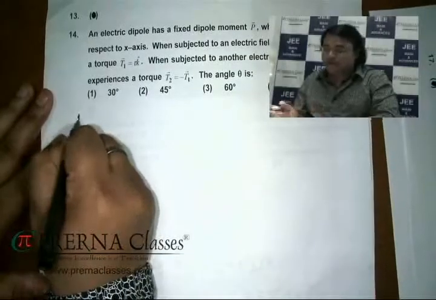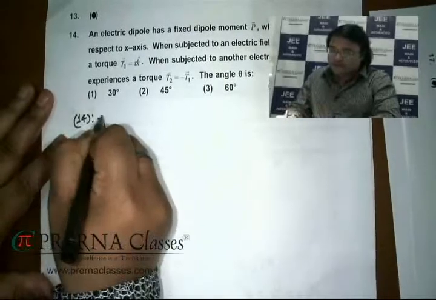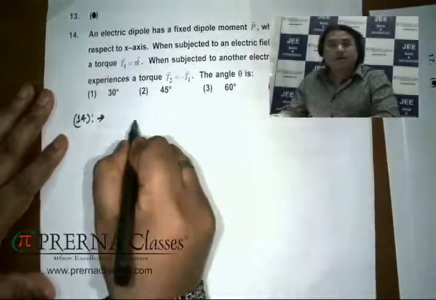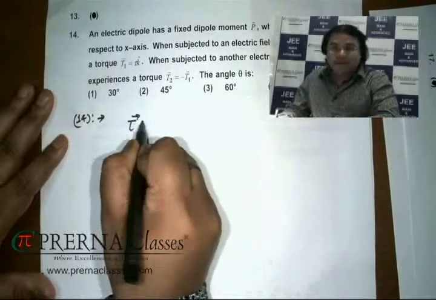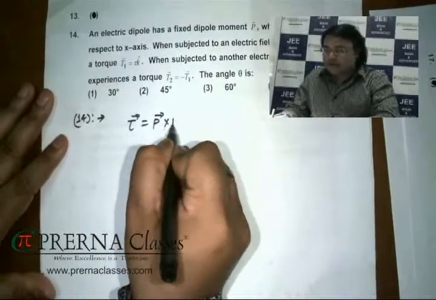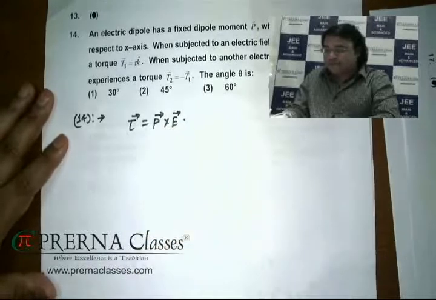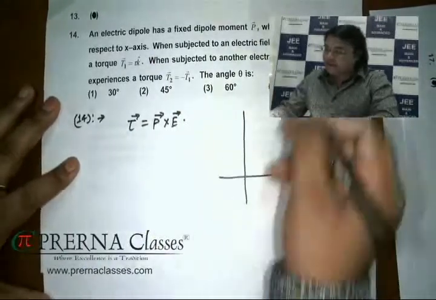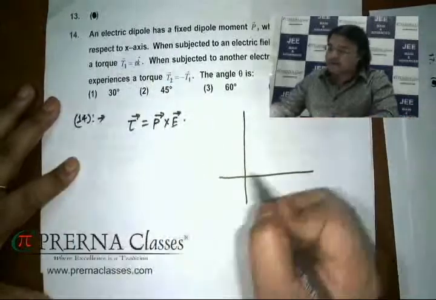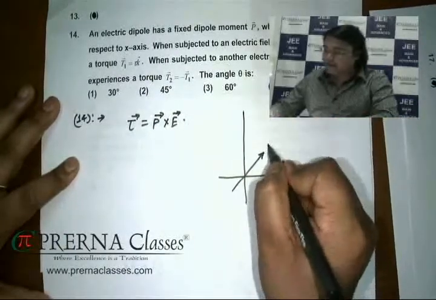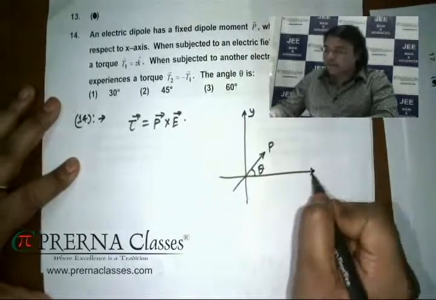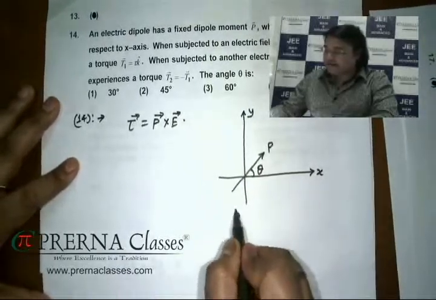Okay, next question, that means question number 14. It is based on torque on a dipole placed in an electric field. We have the expression of torque, it is P cross E. Now look at the question. Here the dipole is oriented such that it makes an angle theta with the positive x axis. So it is like that. Clear? Let this be the y and x axis.